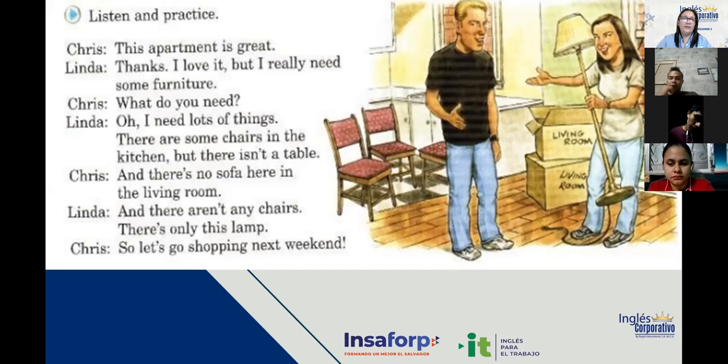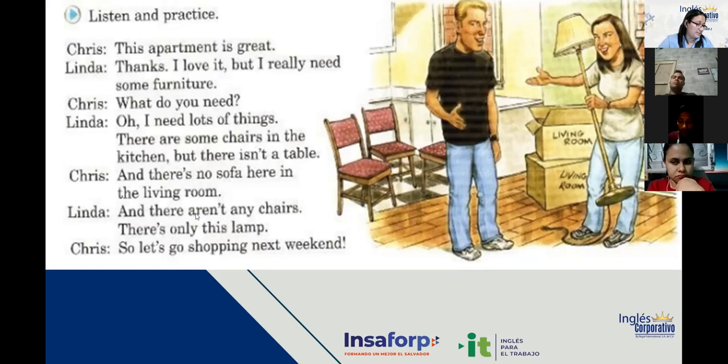Right. Ok, what do you need? I need lots of things. Lots of things, necesito muchísimas cosas, right? Lots of things. There are some chairs in the kitchen, but there isn't a table. And there's no sofa here in the living room. And there aren't any chairs. There's only this lamp. Se fijan la conjugación, there is, there's. Yes? There is not, there isn't. There are not, there aren't. Affirmative, negative. Yes?